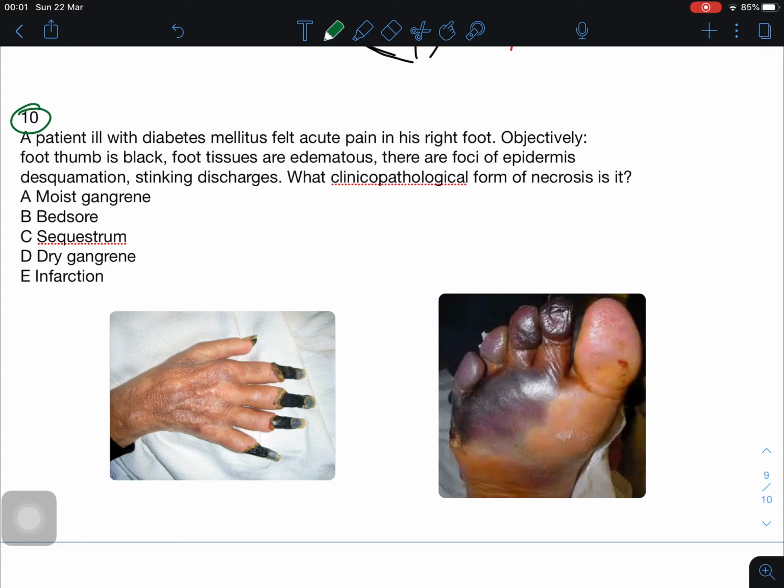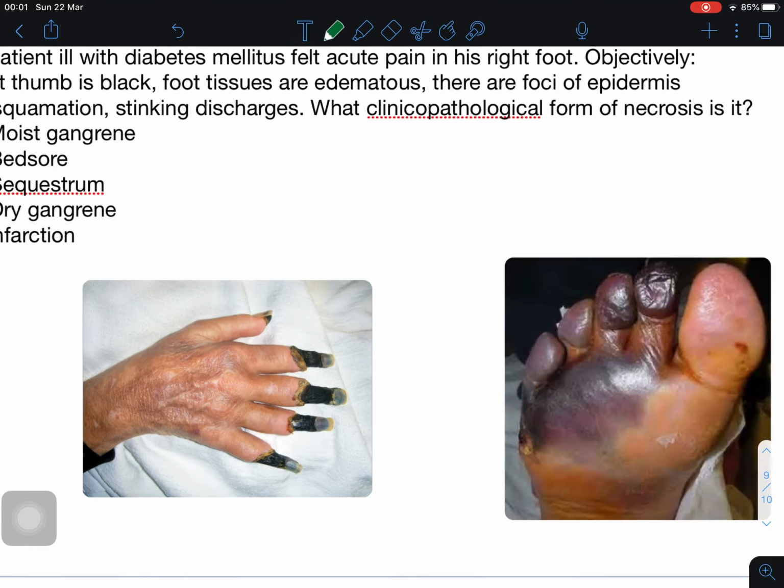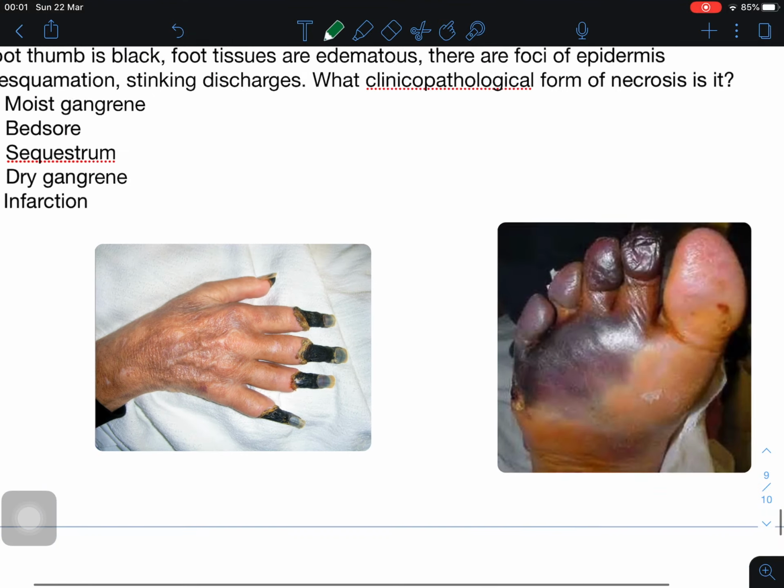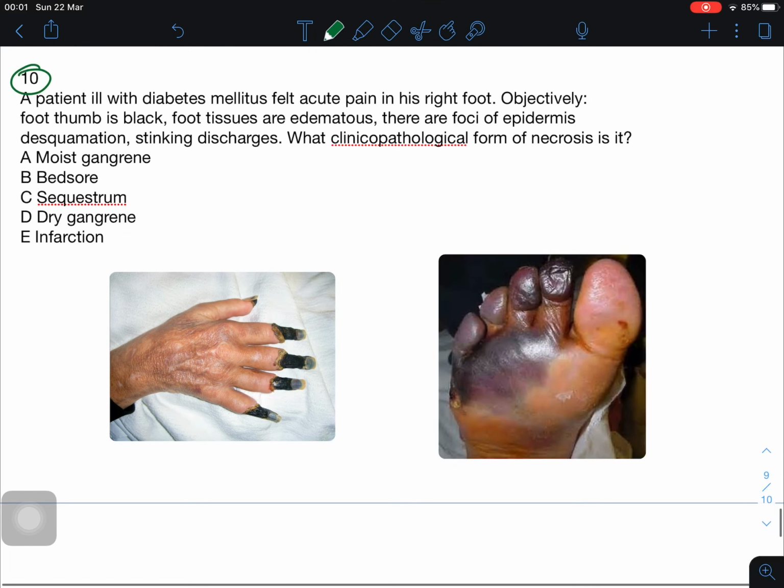As you know, one of the most important complications of diabetes mellitus, obviously there are microvascular and macrovascular complications. Keeping them apart, one of the most common complications which you see is diabetic foot, right? I don't have a diabetic foot picture over here, but just look at this photo. This is how diabetic foot resembles in the leg, but this is in the hand region. Most commonly diabetic foot resembles the same thing in the leg region.